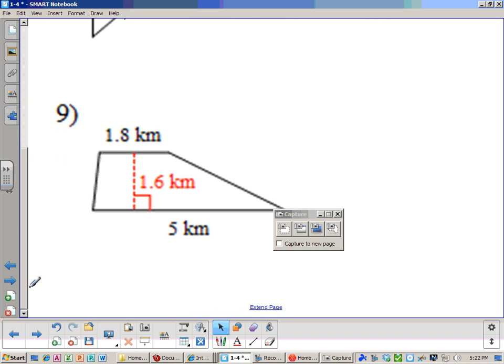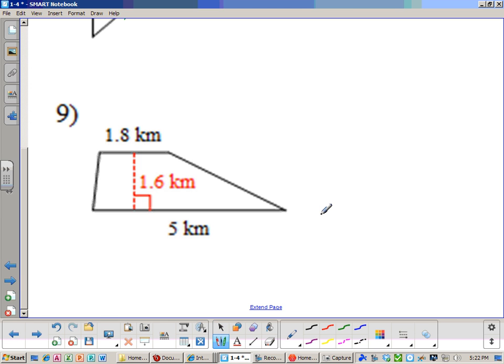Look at number 9 here. Number 9, however, is not a parallelogram. It is what's called a trapezoid. A trapezoid has 2 bases, one on top, one on bottom, right? So this is parallel, just one set of parallel lines right there. That is a trapezoid, right?